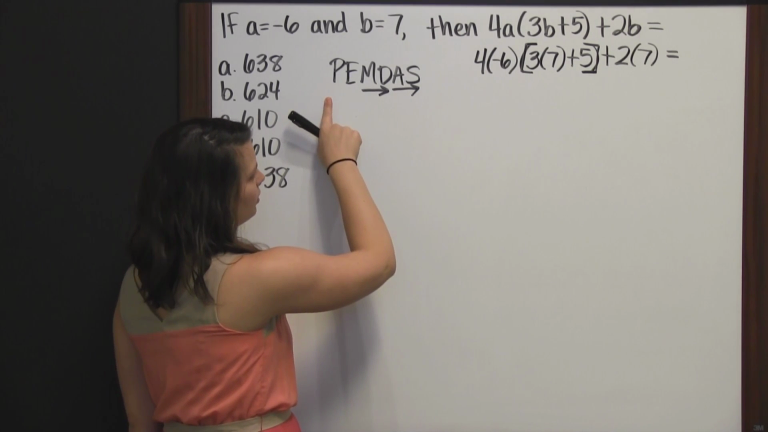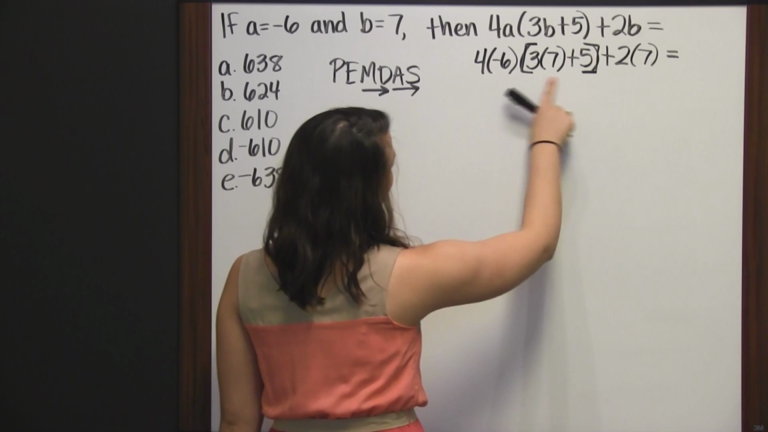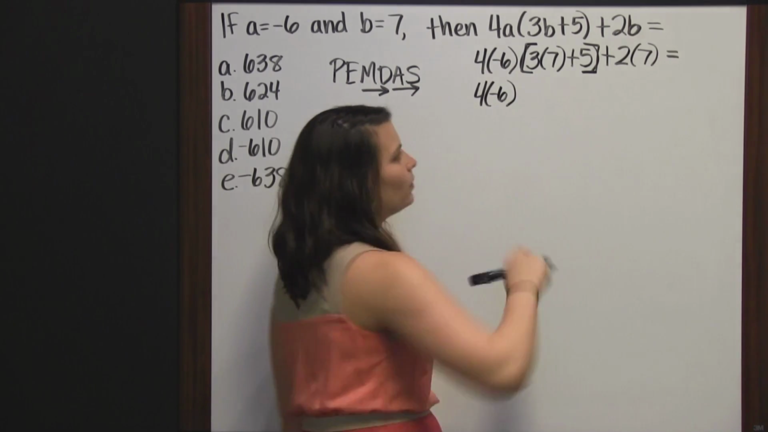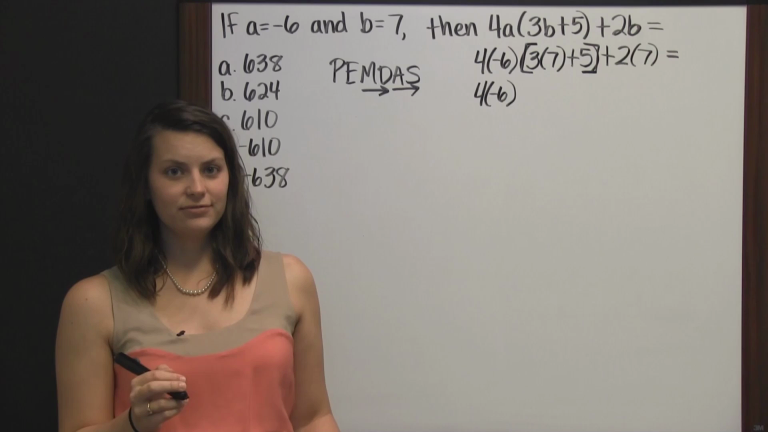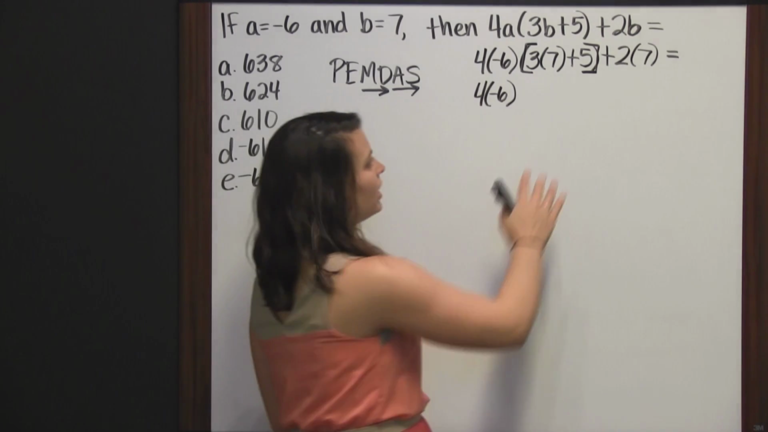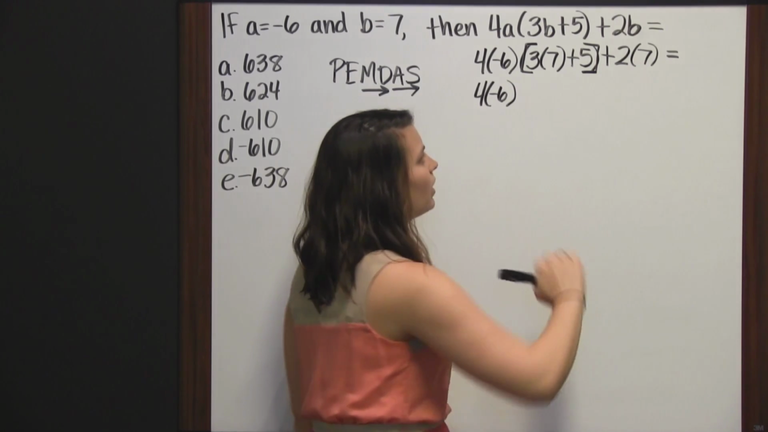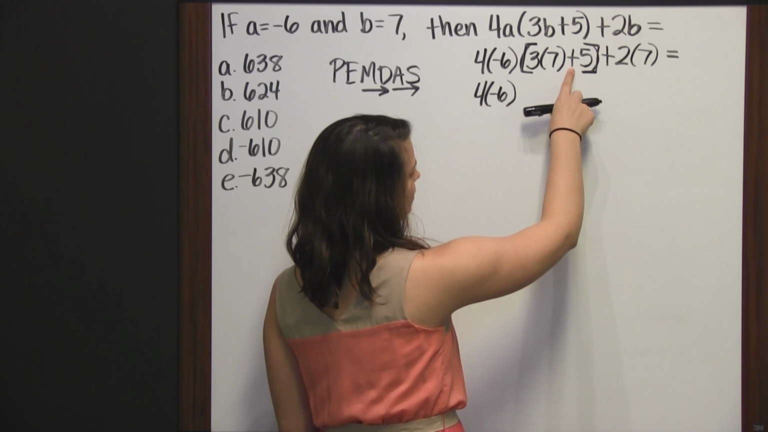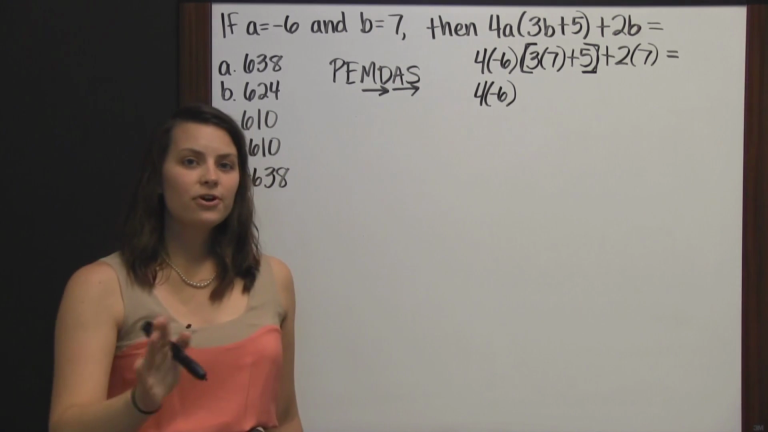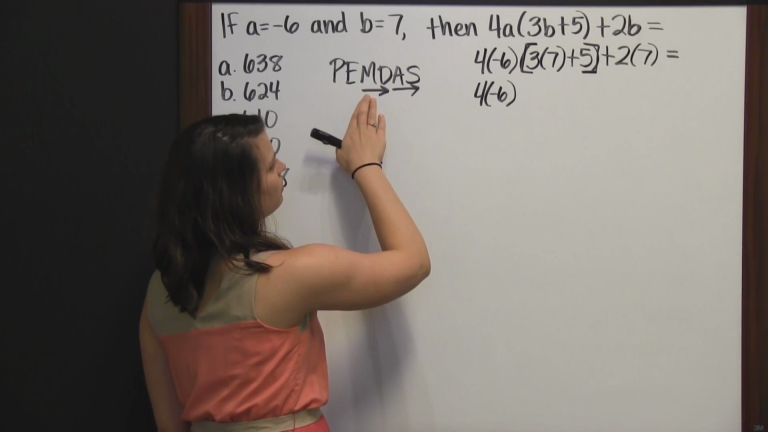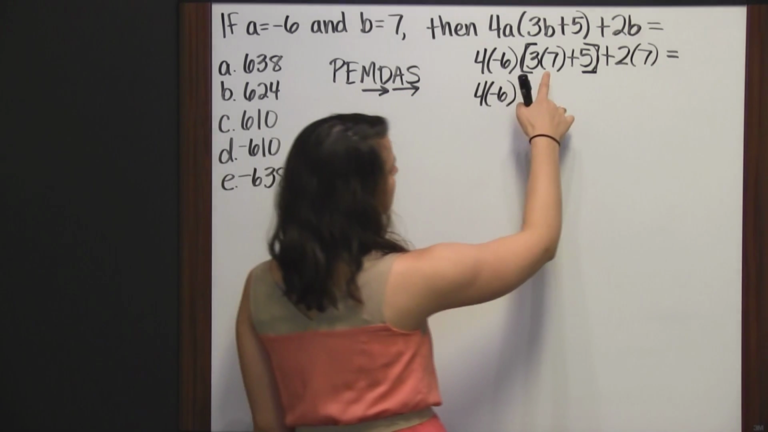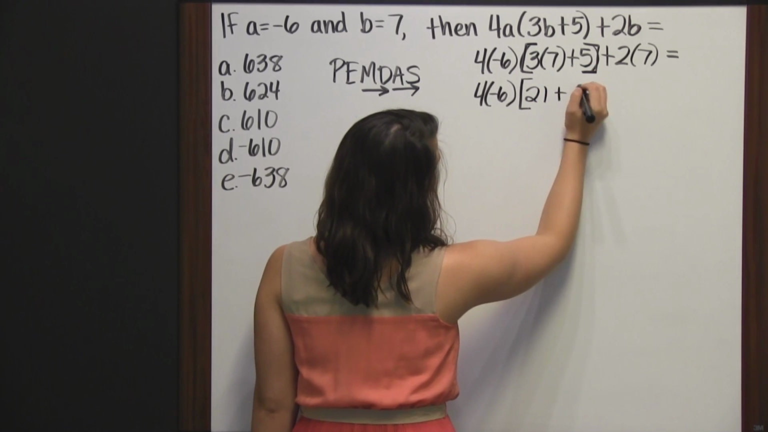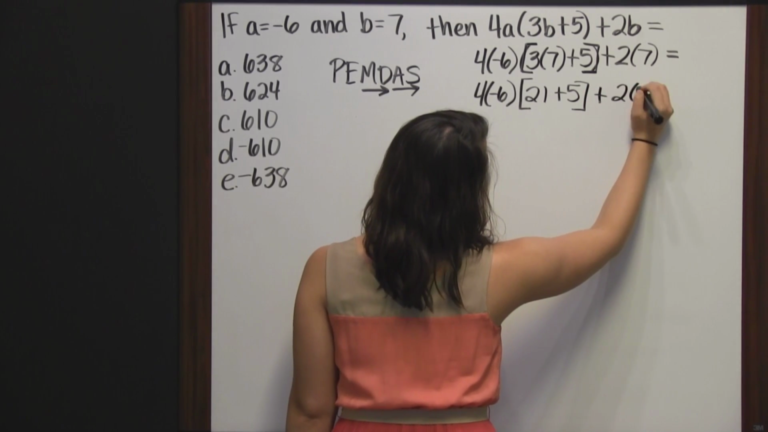So following PEMDAS, we first need to simplify these expressions inside our grouping symbols. So I'll bring down my 4 times negative 6. And then inside my grouping symbols, I also have to follow the order of operations. So now looking inside these grouping symbols, I have 2 different operations. I have multiplication, 3 times 7, and addition, plus 5. So if we refer back to PEMDAS, we need to do our multiplication before we do our addition. So I'm going to start by multiplying 3 times 7, which is 21. And I'll bring down plus 5 plus 2 times 7.